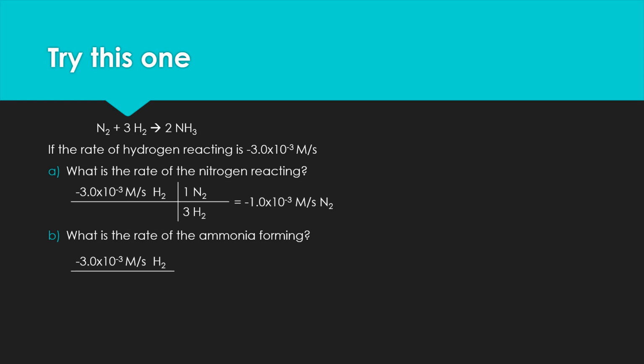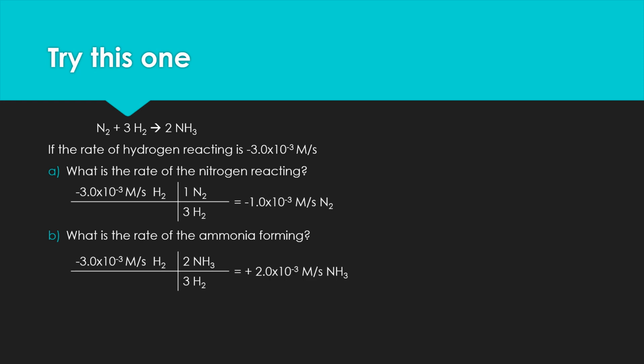The negative indicates again that it's disappearing, that it's a reactant, we're using it up, since it doesn't say disappearing or appearing in the question. It's not implied. Part B, we want to do the same thing, but this is the rate of the ammonia forming. So we've got the rate that our hydrogen is reacting. And again, we're going to set that mole ratio. It's a 3:2 ratio for hydrogen to ammonia. And that gives us our answer.